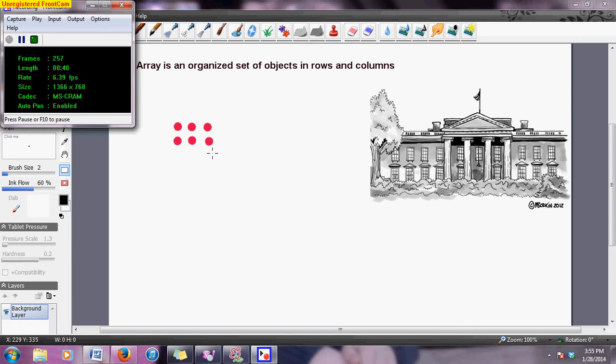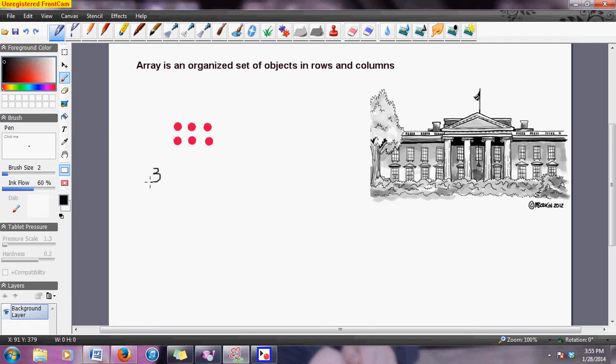So if we look at our first array here, we notice that there are actually 3 columns. 1, 2, 3. When we are trying to find out our rows, we take a look at them. We actually have 2 rows. 1, 2.